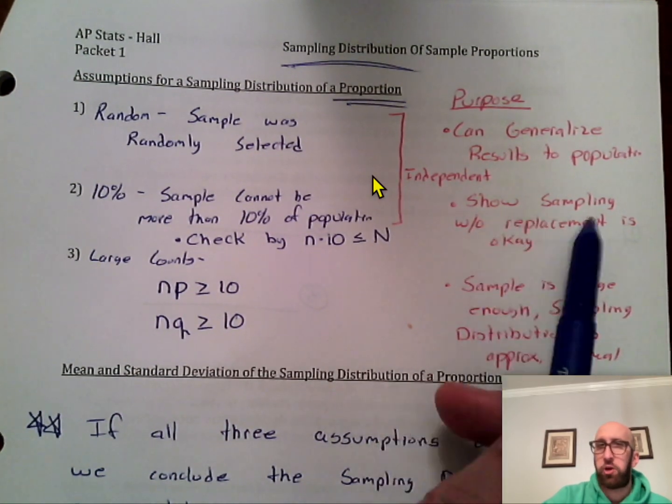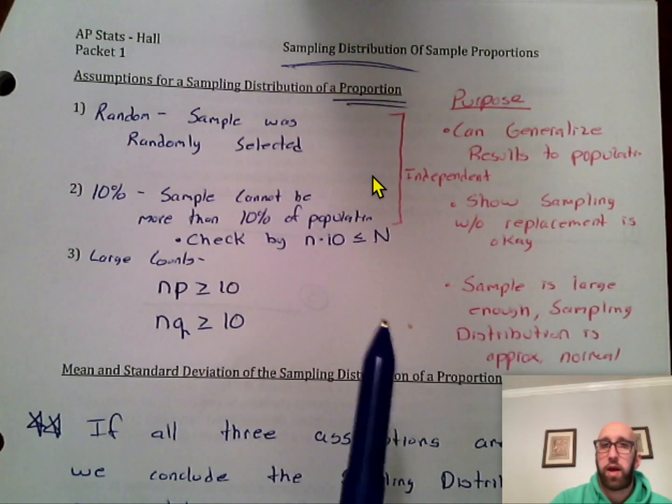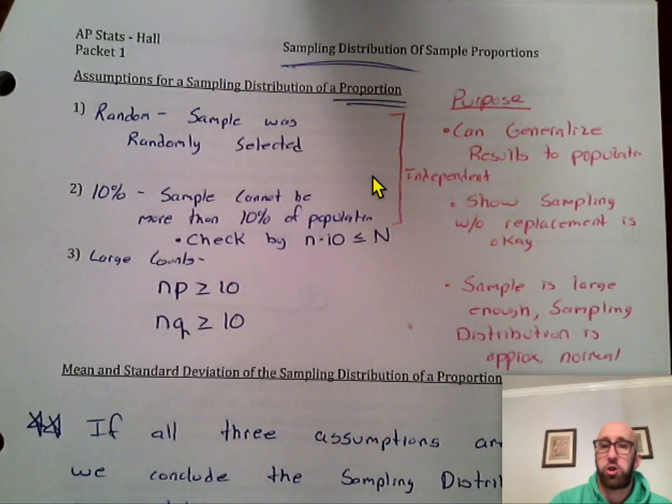The second one is showing, a lot of times we're going to be doing sampling without replacement. Showing that the fact that you collected a sample of each individual thing without replacement is okay. But together, the randomization and 10% are ensuring independence, which is a good thing.